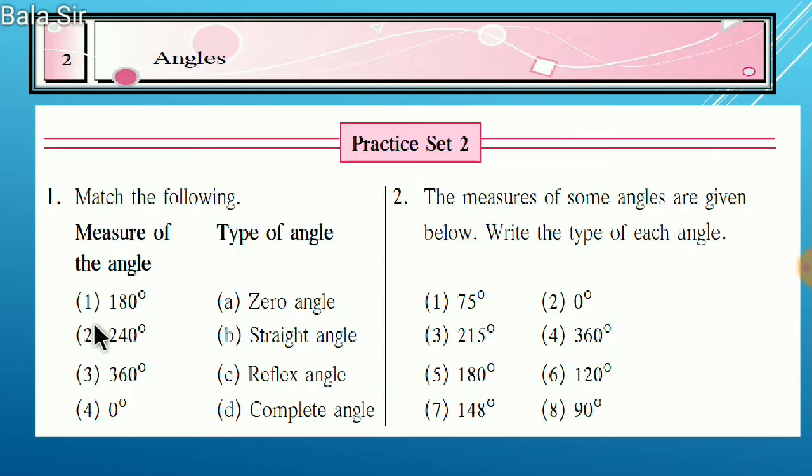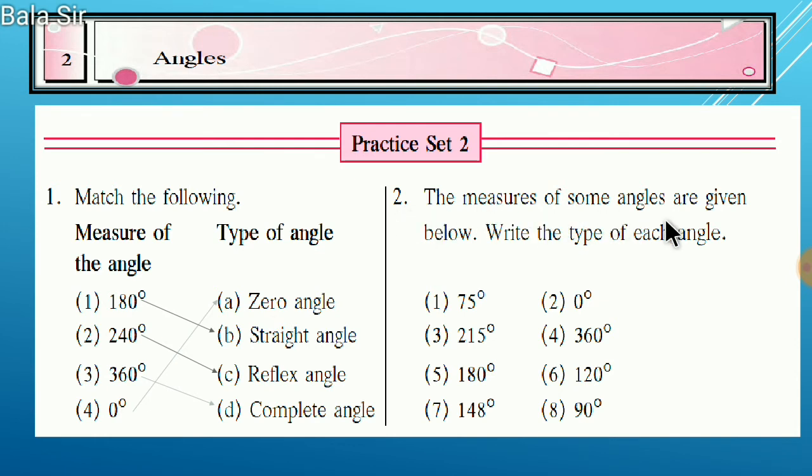Practice set 2. Now in this we have to find the types of angle. First one, 180 degrees. 180 degrees is a straight angle. 240, it is a reflex angle. 360, it is a complete angle. 0 degrees, it is a zero angle.